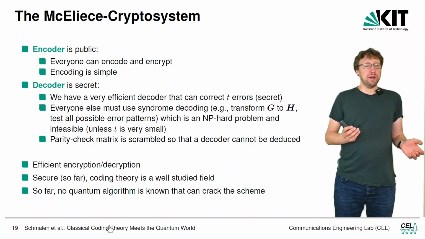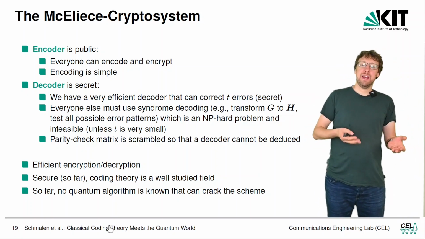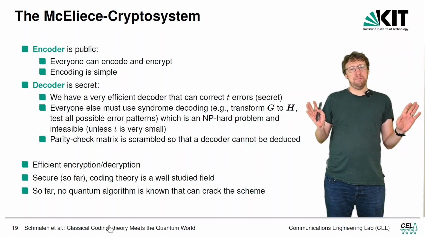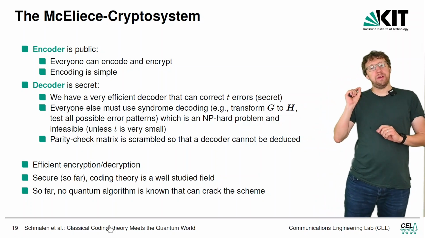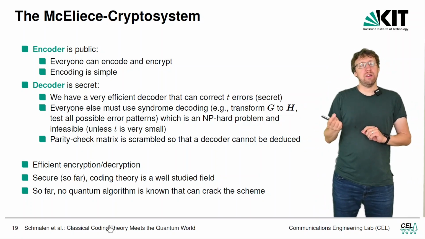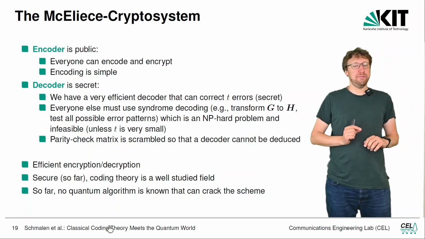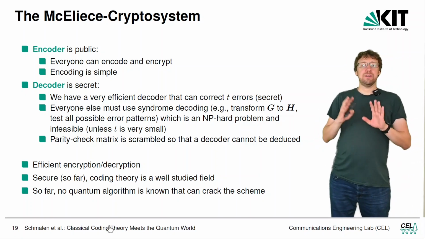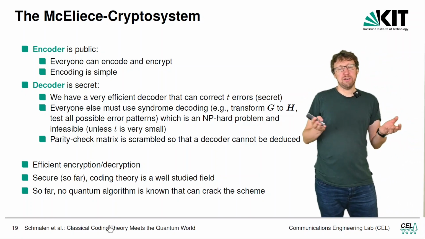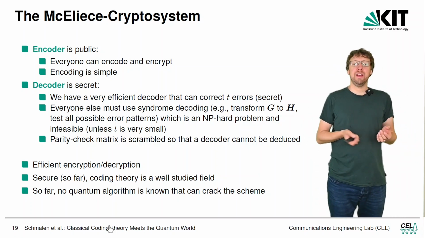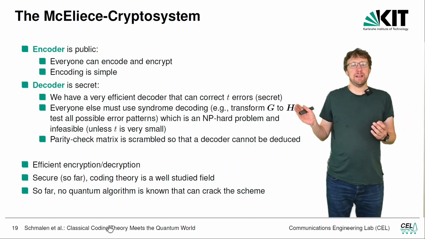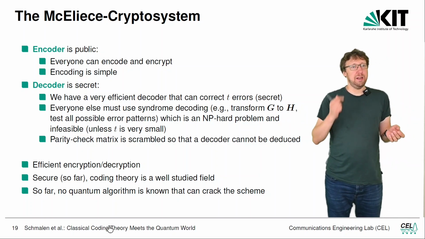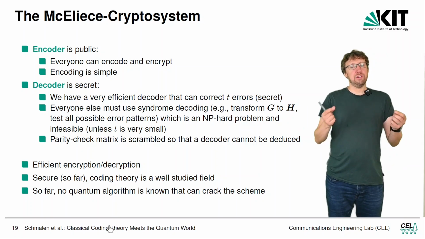So the encoder is public. Everybody can encode and encrypt. Encoding is simple. The decoder is secret. So we have a code where we know we have a very efficient decoder that can correct t errors. We keep it secret. Everybody else must use a general decoder, for instance syndrome decoding or a very bad decoding algorithm, and if you want to do this well, this is an NP-hard problem. It's infeasible unless the number of errors you introduce is very, very small. And then you just make it larger.